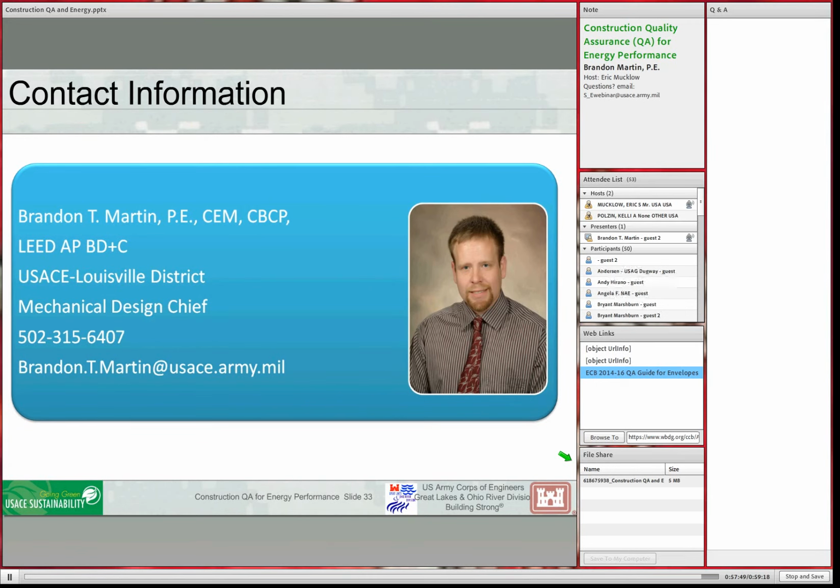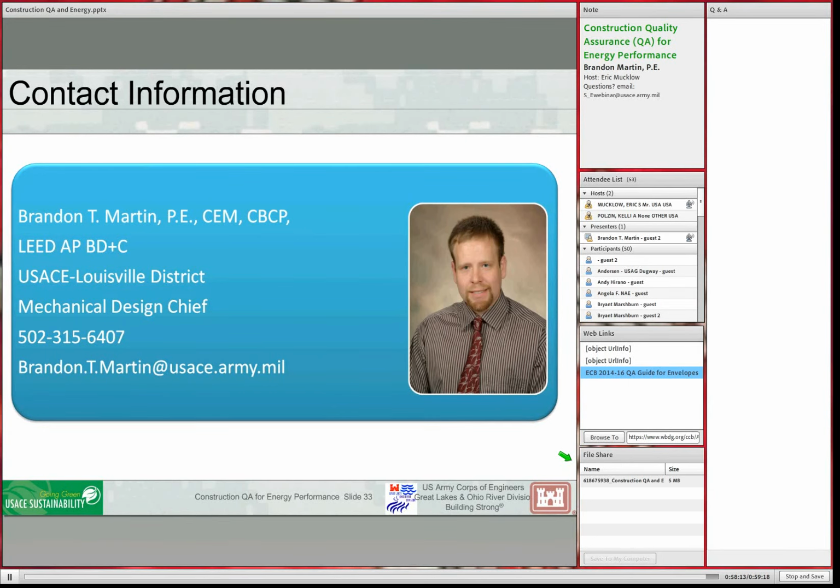I know the one thing we are working on is getting the energy and sustainability record card. That's right now a spreadsheet that has to be submitted, and there's an ECB about that. It's also written into UFC 1-200-02, which requires the submission of the record card; each of the services has their own record card.